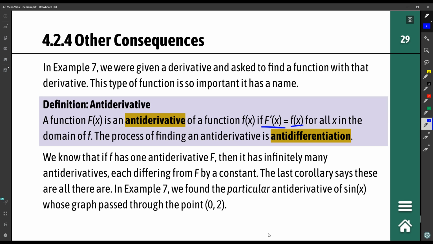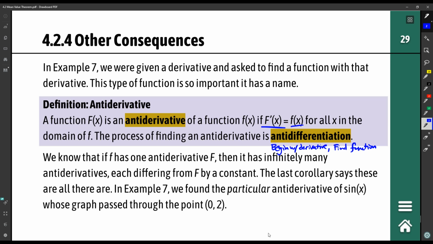In other words, you begin with a derivative and you want to find a function. So I'll even write that here in the notes. Begin with derivative, find function. So it's really just going through differentiation in reverse. Rather than starting with a function and finding its derivative, start with the derivative, find the function.